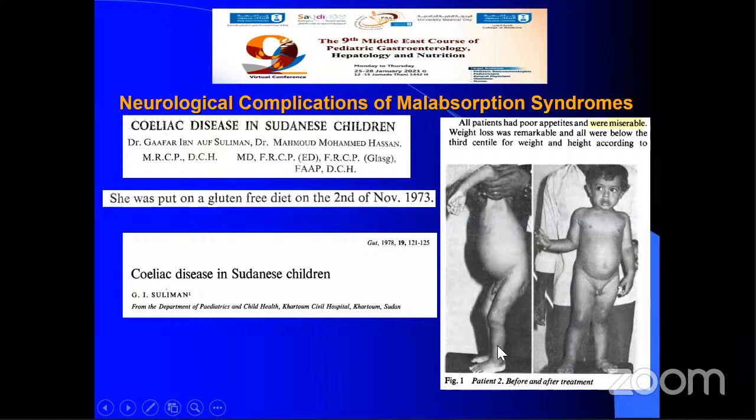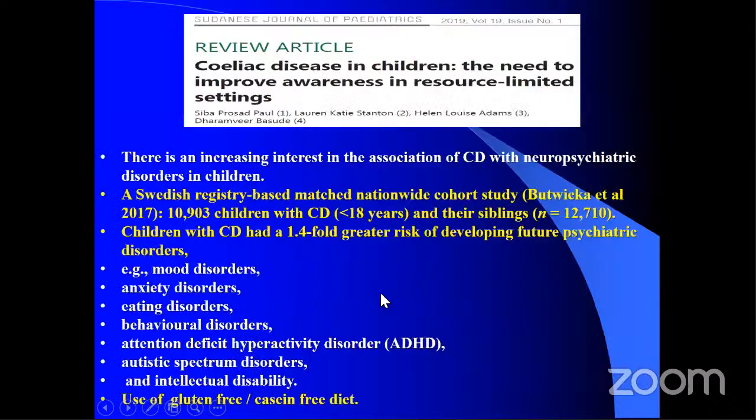And it shows also the myopathy. The child could not stand. And this is after treatment. So there is an increasing interest in the association of celiac disease with neuropsychiatric disorders in children.